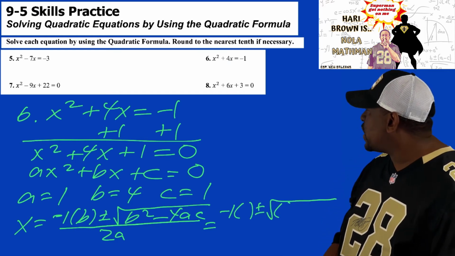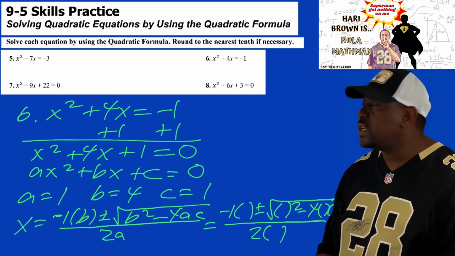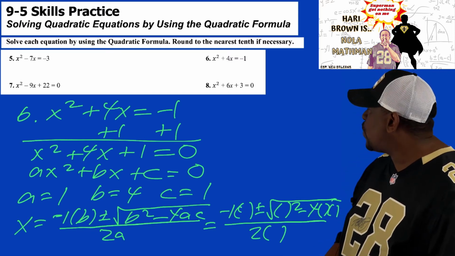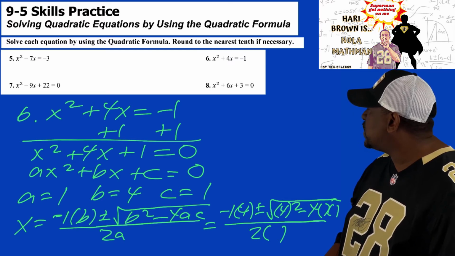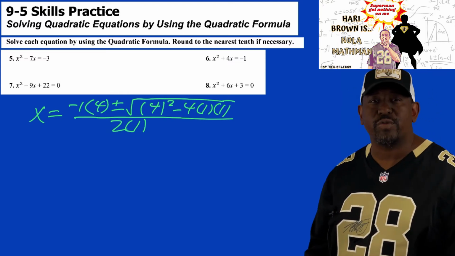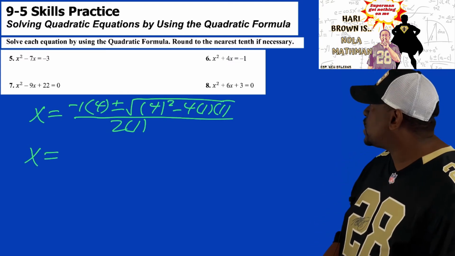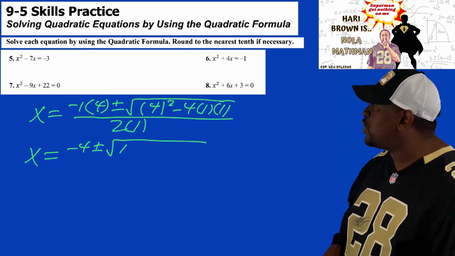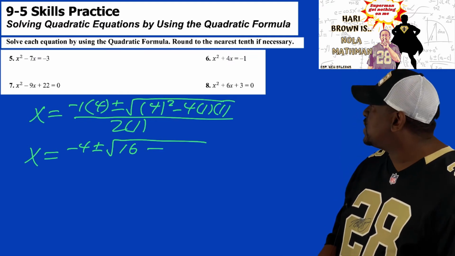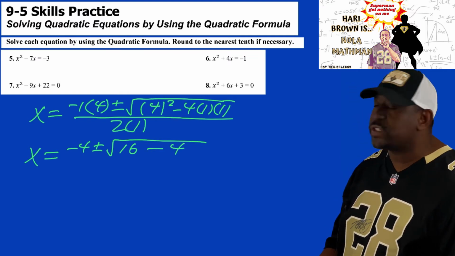So now we're going to create our little skeleton here. We will substitute the values for a, b, and c into our quadratic formula. So where b is, we will substitute 4. Where a is, we will substitute 1. And where c is, we will substitute 1. So we end up getting negative 4 plus or minus the square root of 4 squared minus 4 times 1 times 1 over 2 times 1. We simplify that and we get negative 4 plus or minus the square root of 16 minus 4 over 2.